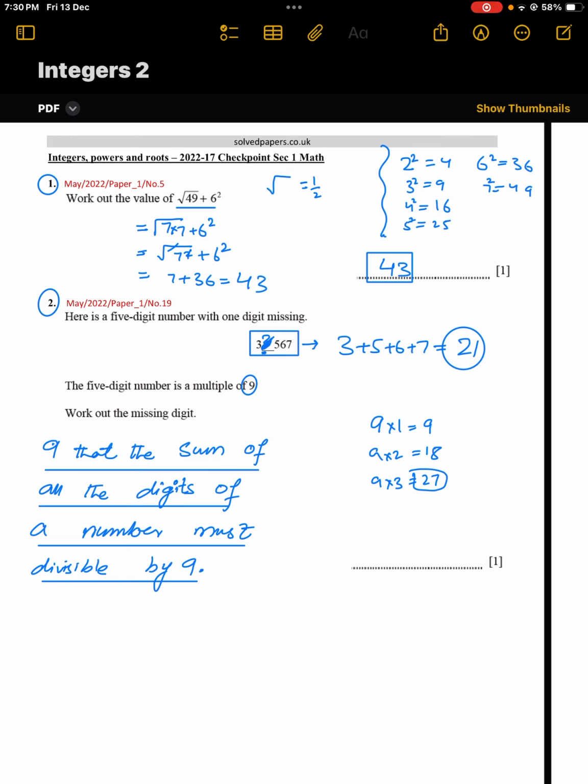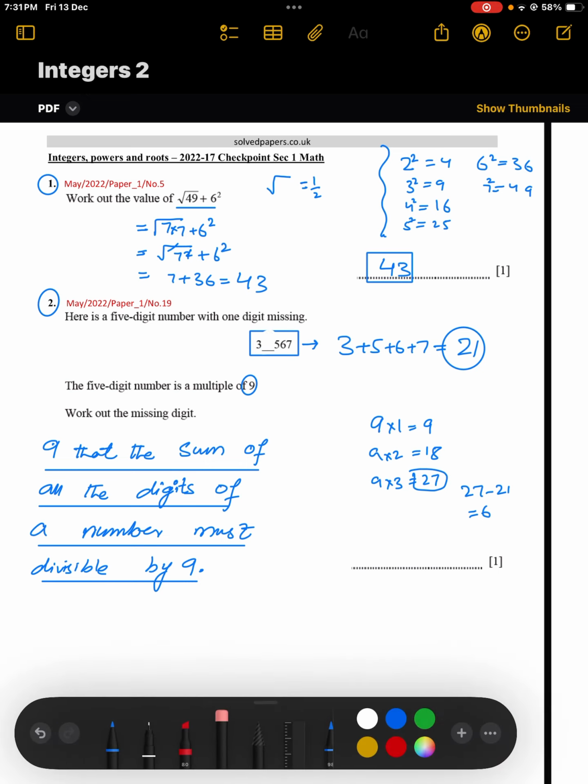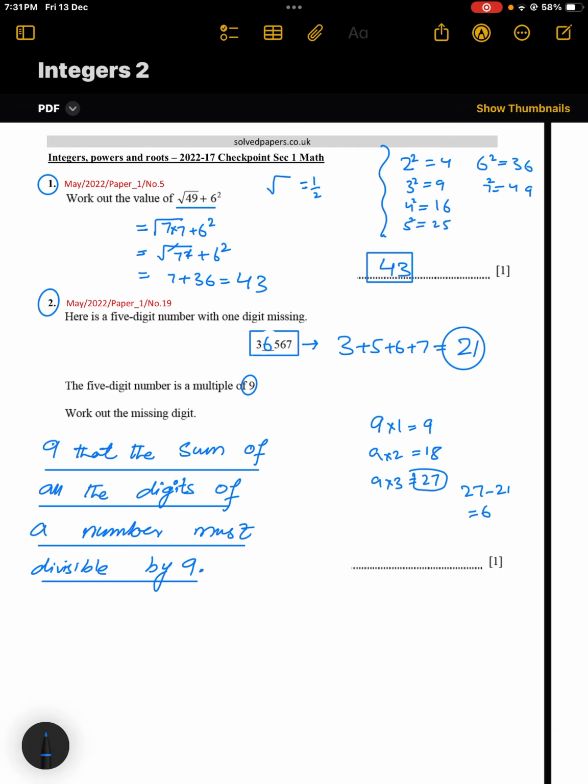The difference between 27 and 21 is 6. So simple and easy, I got my answer. It means that I will add 6 here to make my number divisible by 9, or, on the other side, to make my number a multiple of 9. Now look, I will confirm by adding them.